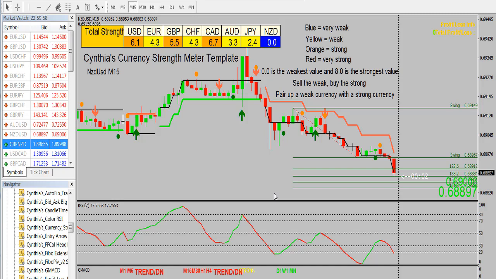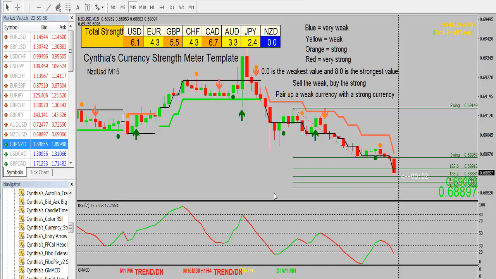In this video I'm going to explain the reasons why we want to learn how to use a currency strength meter, and I'm going to show you how to use it in hopefully a very simple way. It might seem a little odd at first, but there could be no better way for you to learn how to trade currencies than to learn how to use a currency strength meter.